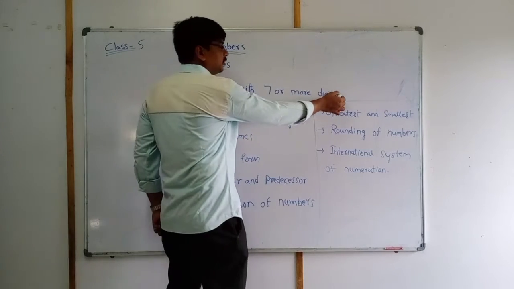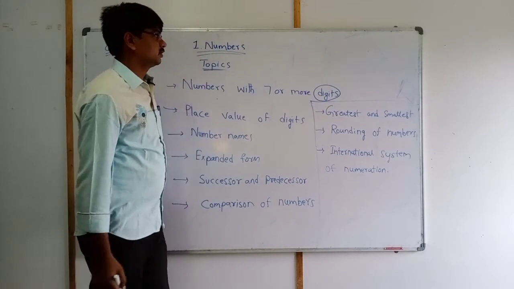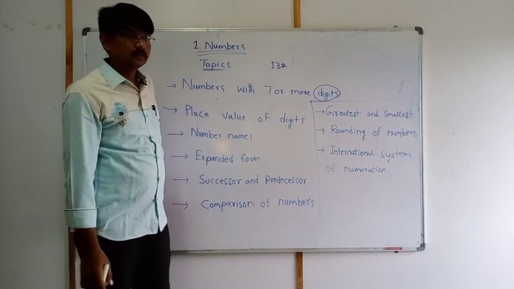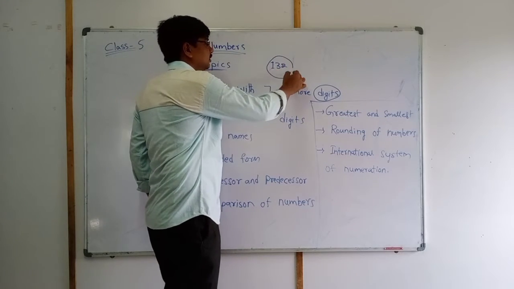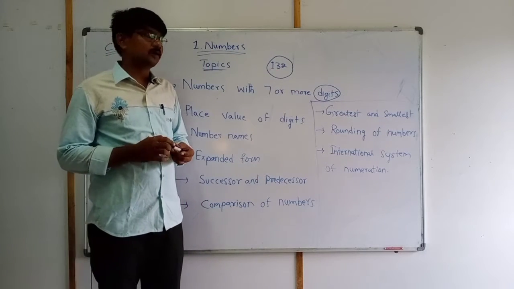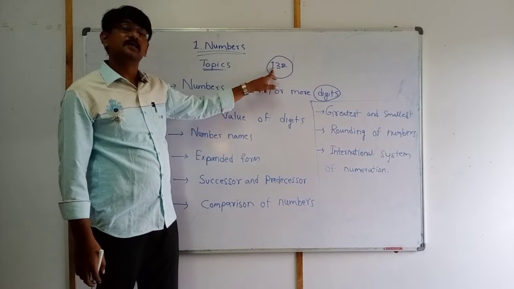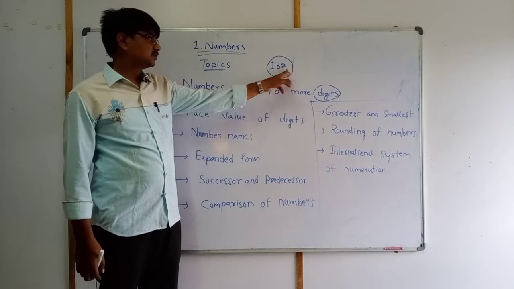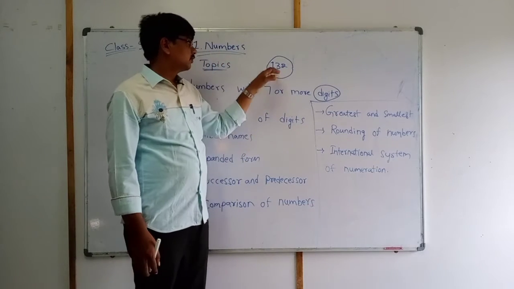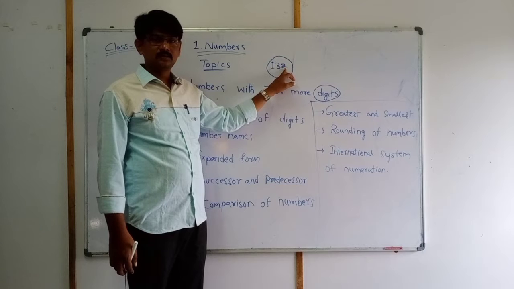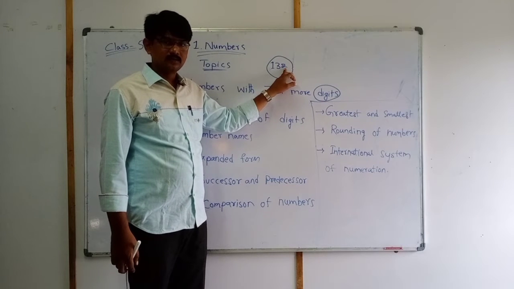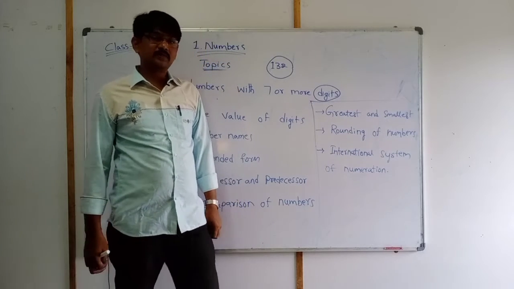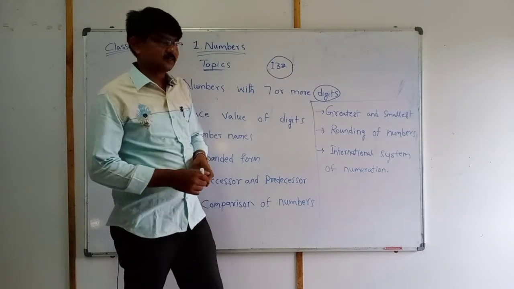First of all, what is the meaning of digits, students? Example, 132. What is 132? It is a number. One digit, another digit. Simply we can say 132 is the number with 3 digits.